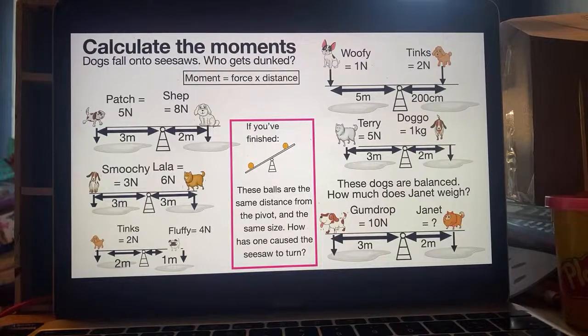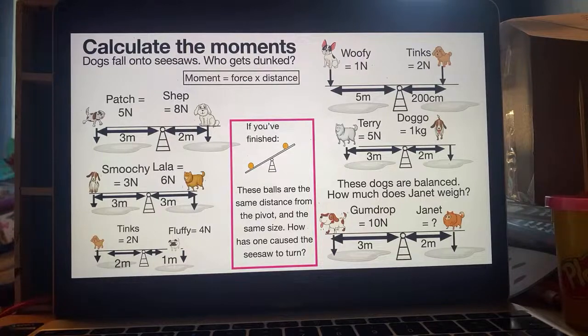The next one, you've got Smoochie, who weighs 3 newtons and is 3 meters away from the pivot on the left-hand side, and Lara on the right-hand side, who weighs 6 newtons and is 3 meters away from the pivot. Which one's going to get dunked? Third question, Tinks weighs 2 newtons and is 2 meters away from the pivot on the left-hand side. Fluffy weighs 4 newtons and is 1 meter away from the pivot on the right-hand side.